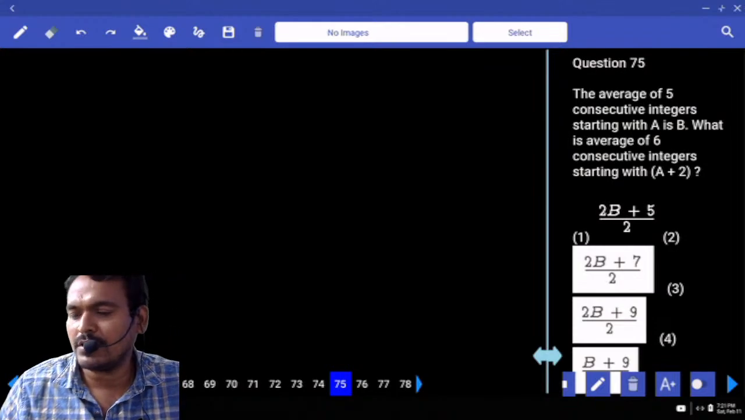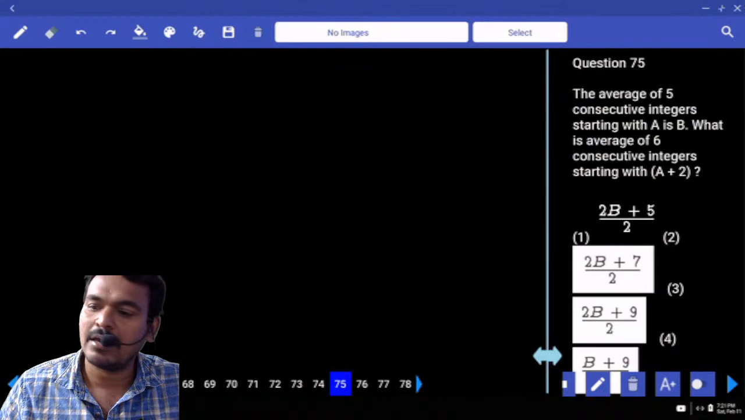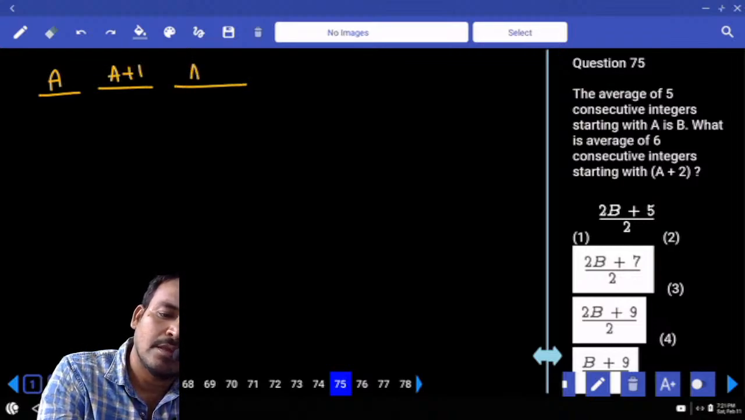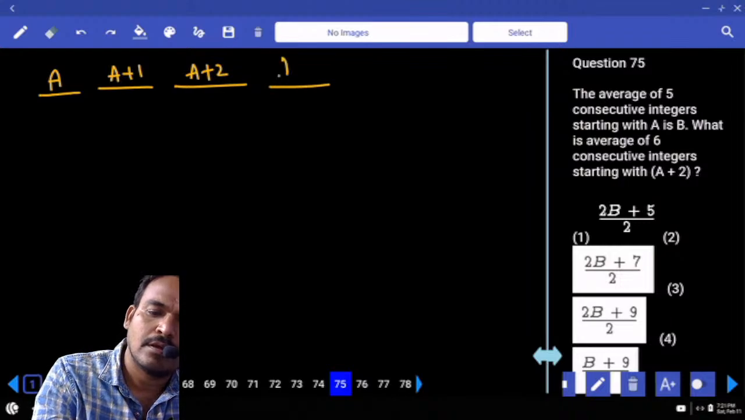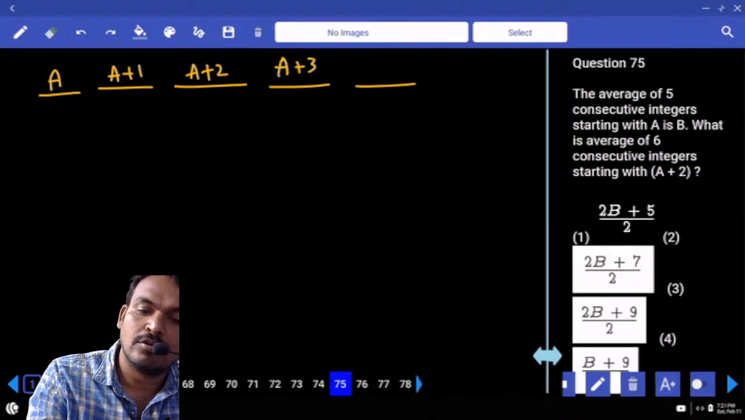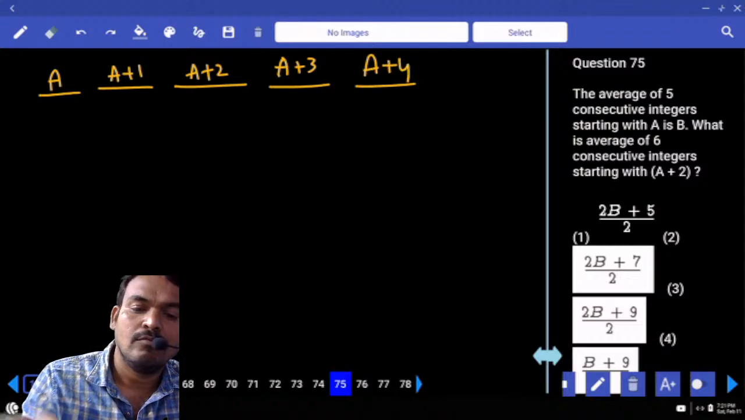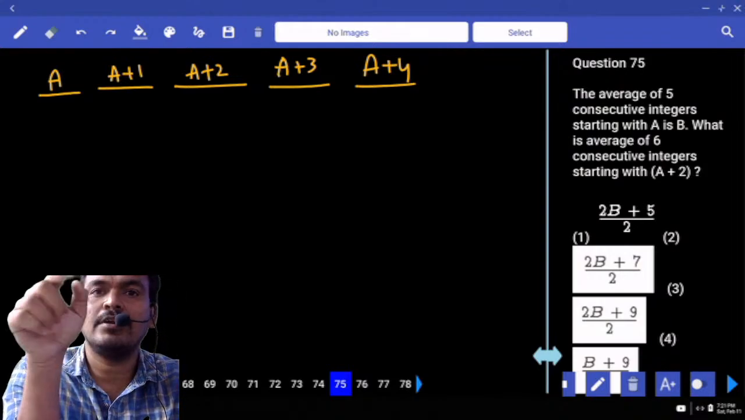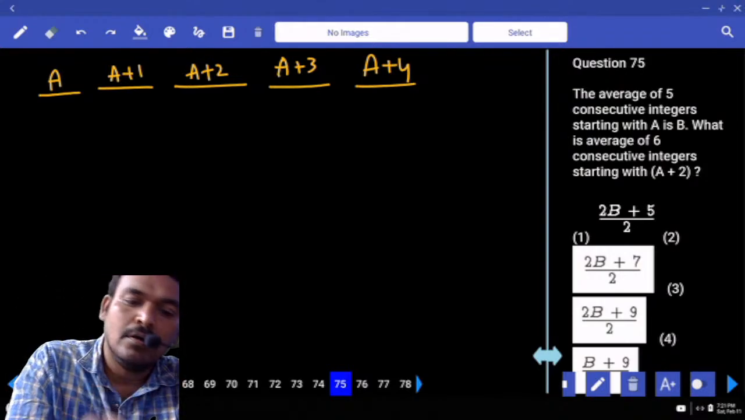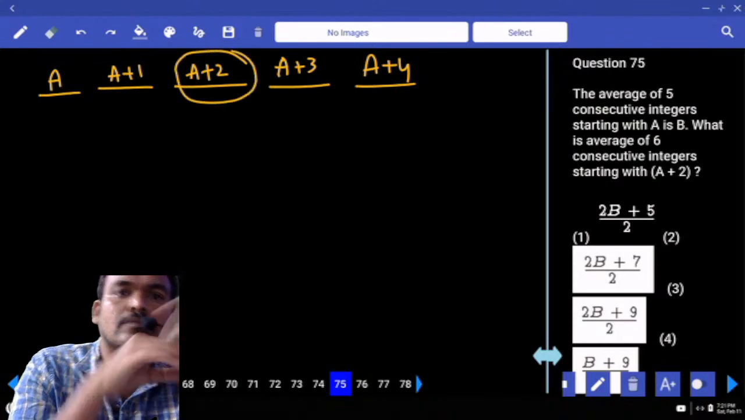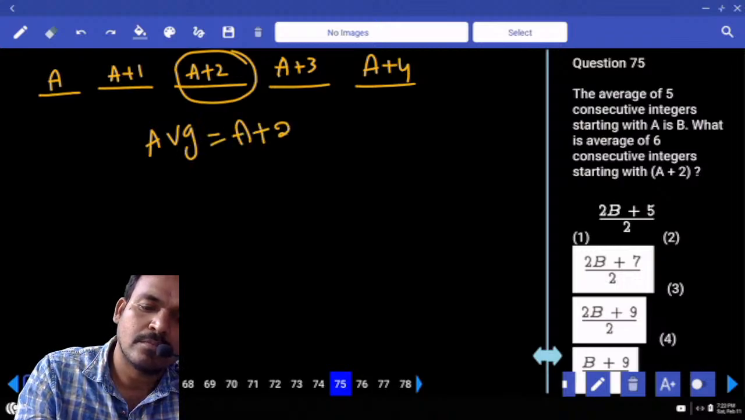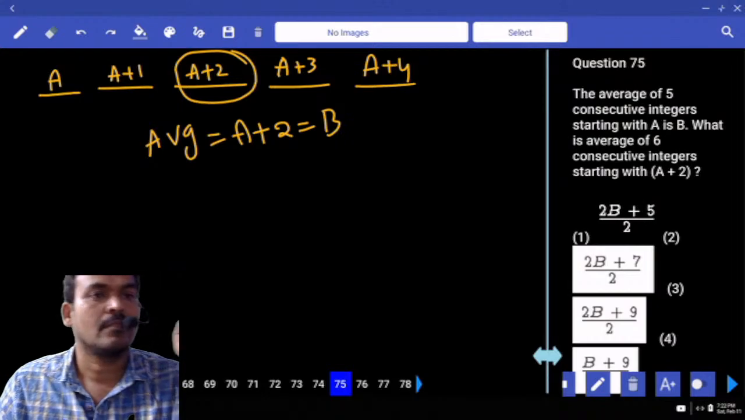The average of 5 consecutive integers starting with a is b. First integer I write a, second integer a plus 1, third integer a plus 2, fourth integer a plus 3, fifth integer a plus 4. How many integers are there? 5 integers. Common difference is the same, means average value equals the middle number. What is the average value? A plus 2. That is also equal to B.